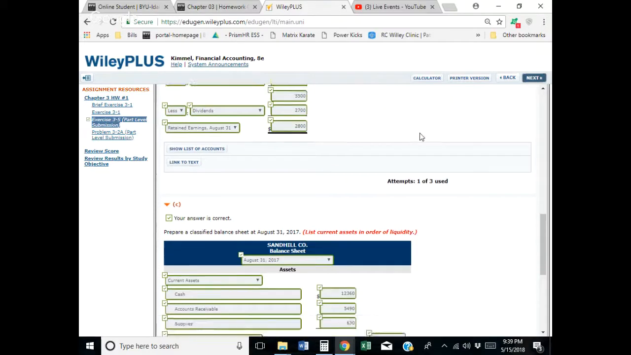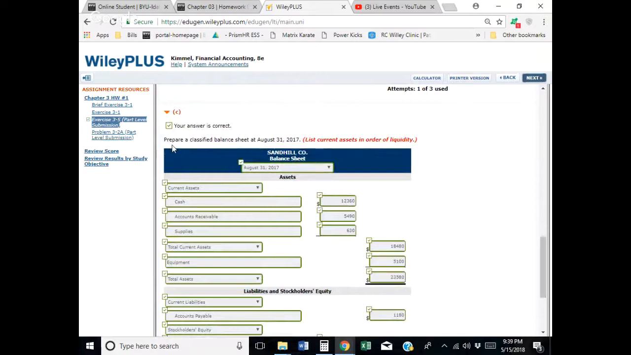That's part B. Now, the last one is part C. Prepare a classified balance sheet at August 31st, 2017. List current assets in order of liquidity. Remember, it says at August 31st, so on a balance sheet you put just the date, not "for the month ending" or "for the year ending," just the date.